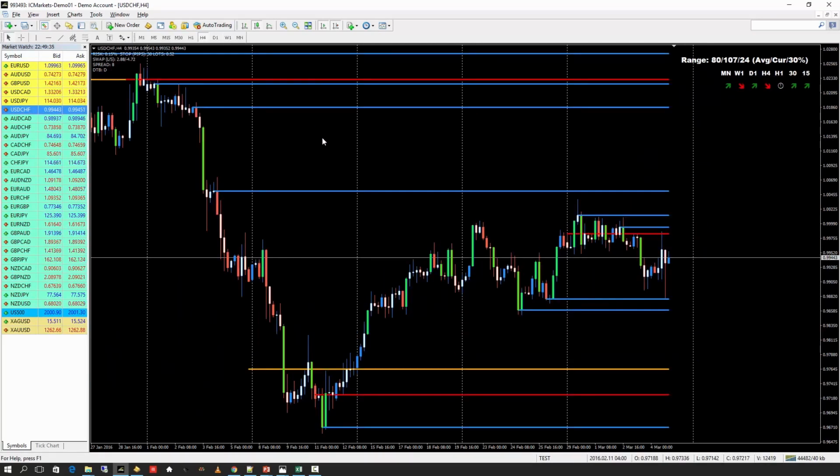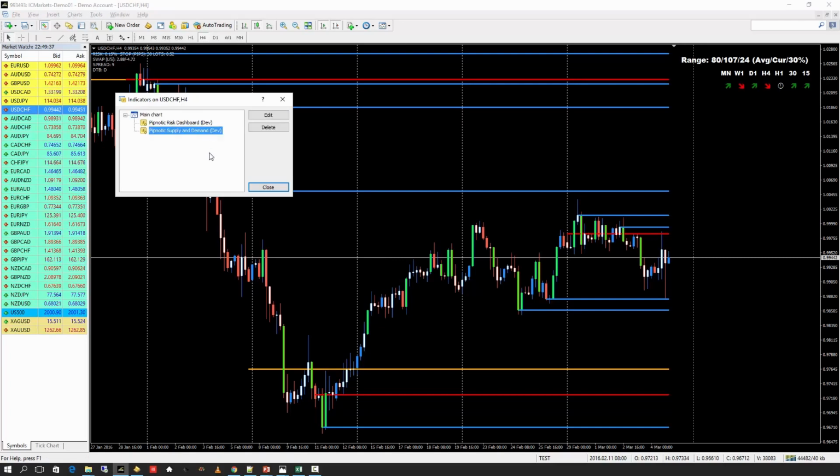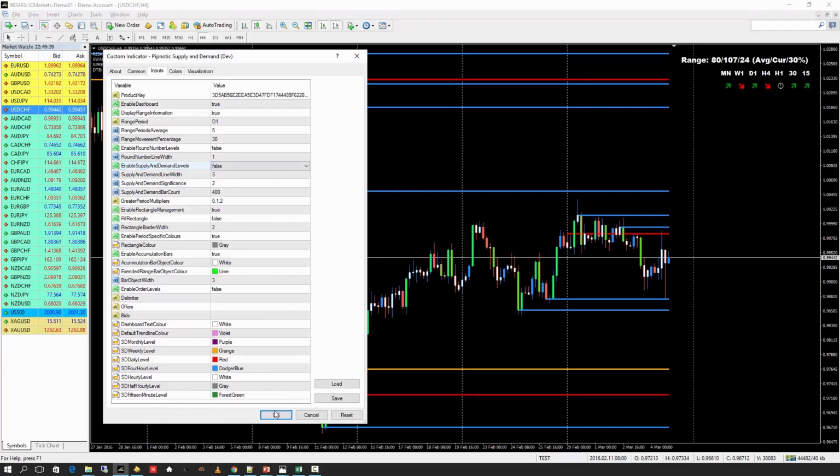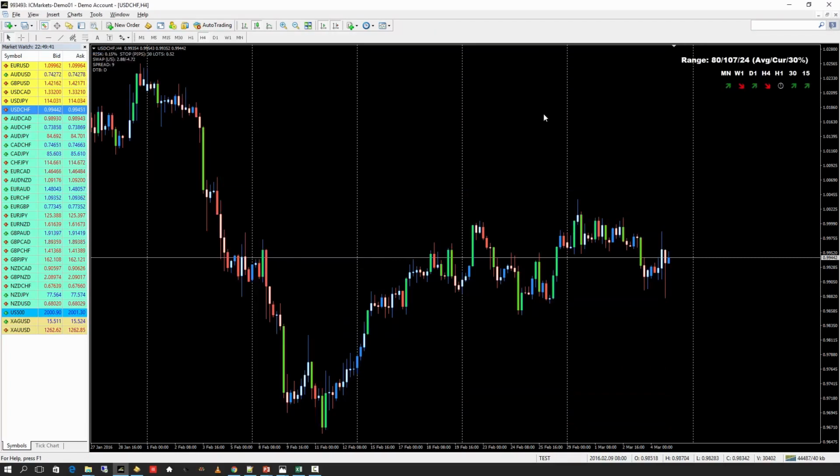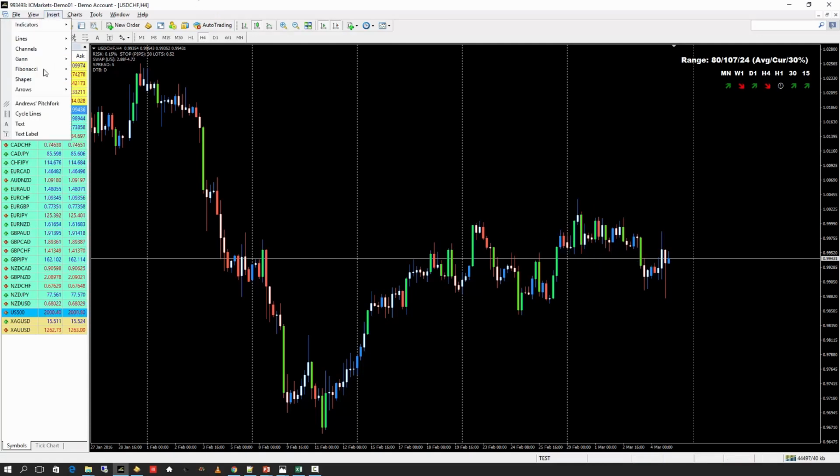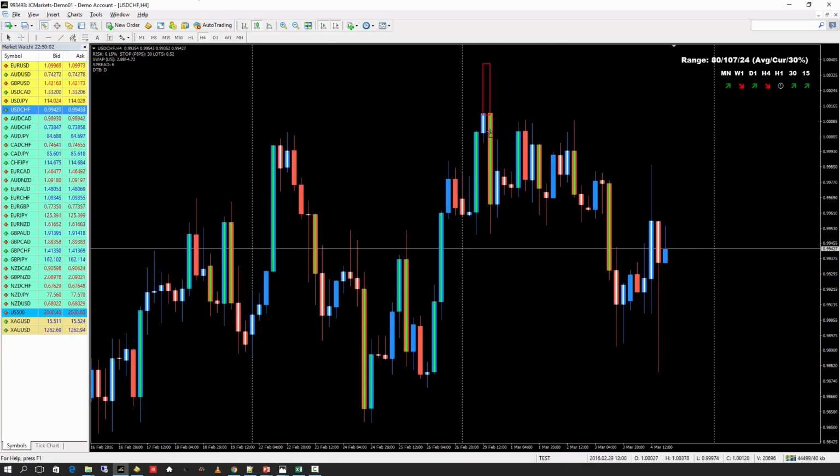Let's remove these lines just to clear it up for us. So let's assume this for a moment. We have this area of supply here. This is supply because it took out this demand, and this is demand because it took out this supply. Just so we're clear, and we'll draw this one in from the high to the low.